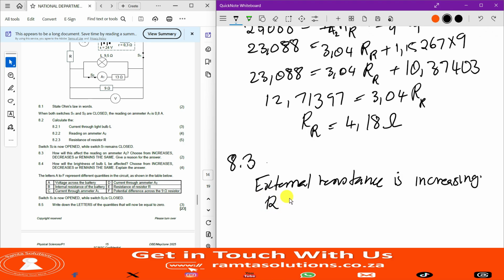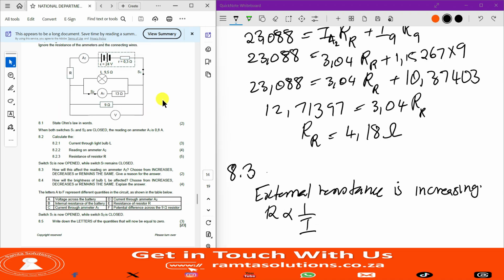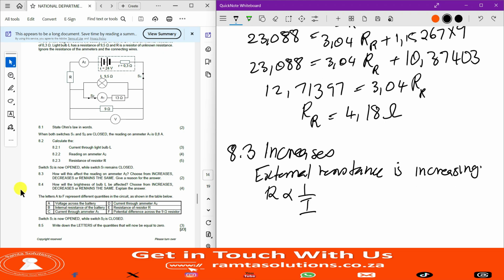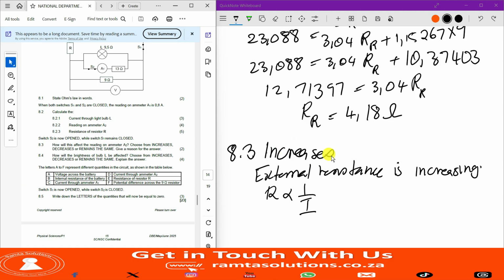So resistance is inversely proportional to current. Therefore, what am I trying to say? I'm trying to say current in ammeter A2 will be increased. Our answer here should be increases. Because it's 2 marks, it seems they only want one reason: external resistance is increasing, and resistance is inversely proportional to current. And we have our marks.